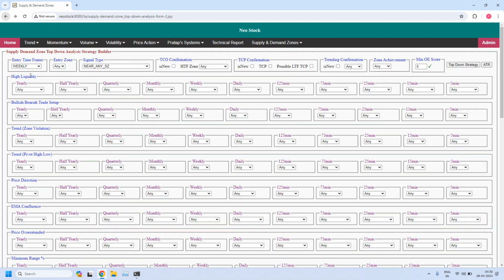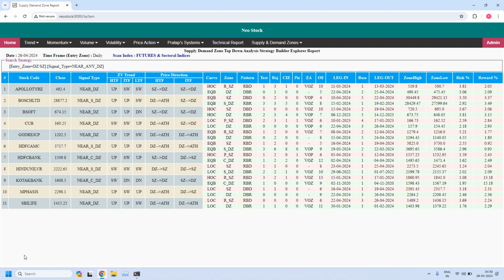So I'm going back. Changing the time frame to daily. Entry time frame is daily. Let us find the stocks near daily demand zone. So these 11 stocks are filtered. Let us identify high liquidity demand zones from this list. And we have Bosch, which is already a high liquidity zone. Already we discussed this stock in the previous HLQ analysis video. How I fine-tuned there, you can refer.